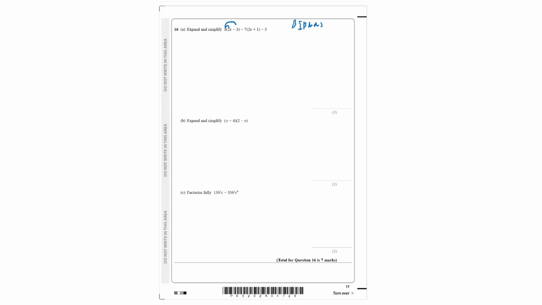So x times 2x is 2x squared. x times negative 3 is negative 3x. Then moving on, we have 7 times 2x, so that's 14x. 7 times 1, so that's 7. Then we have negative 5, so we write here negative 5.